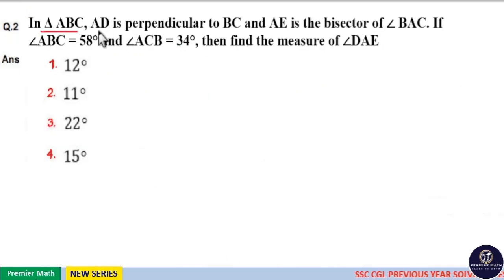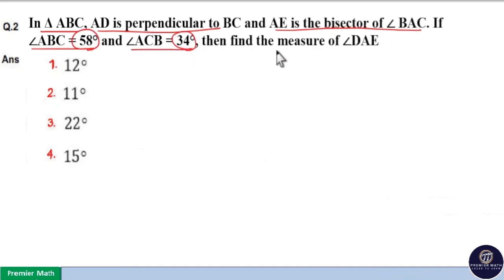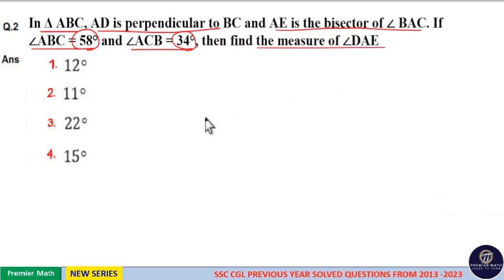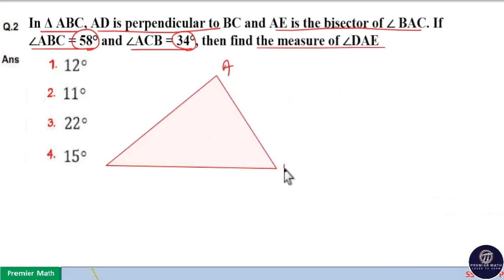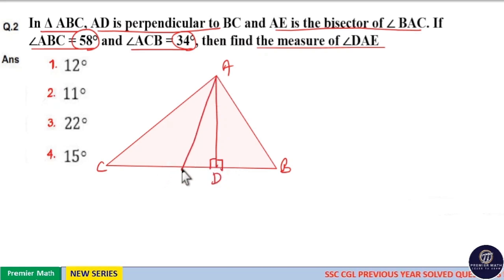In triangle ABC, AD is perpendicular to BC. AE is the bisector of angle BAC. If angle ABC is 58 degree and angle ACB is 34 degree, then find the measure of angle DAE. Here this is a triangle ABC. Now AD is perpendicular to BC. Perpendicular means these two angles are 90 degree. And AE is the bisector of angle BAC, which means bisector means these two angles are equal. That is, angle A bisects equally.